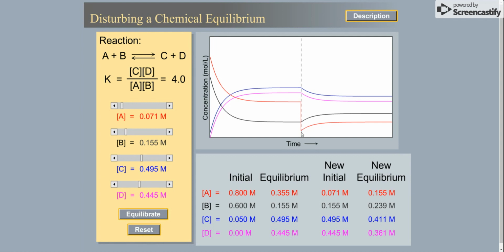So what will happen? I remove A, so I get more A, but of course if I get more A, then I'm going to get more B as well. So that also goes up. And of course I'm using up C and D, so both of those go down.